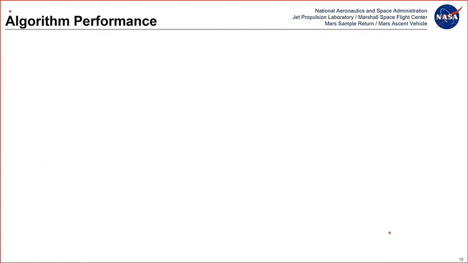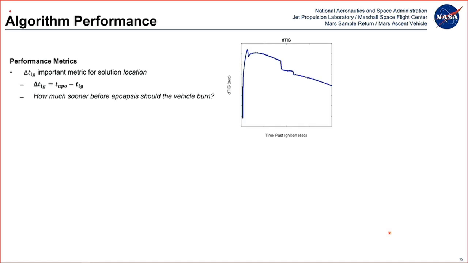All right, talking a little bit about performance, what happens when we actually fly this thing. We've got a few performance metrics that we take a look at. One, we call it DTIG, or the delta time of ignition. What this parameter represents is how much earlier than apoapsis we want to ignite. You can imagine if you want to ignite really, really early, way before apoapsis, that means your vehicle has a lot of excess energy. Whereas if your delta TIG is 0, that means you're burning right at the most optimal point and you might not have enough energy to complete the maneuver. So it's a very important metric that we track.